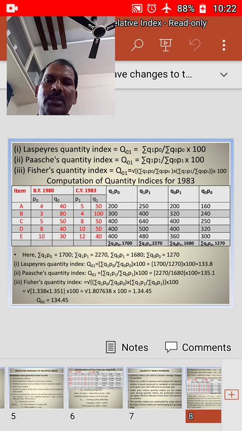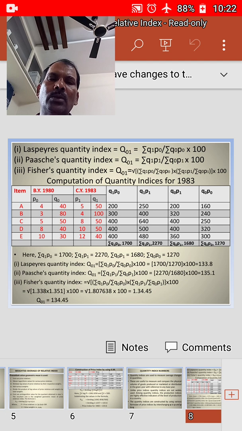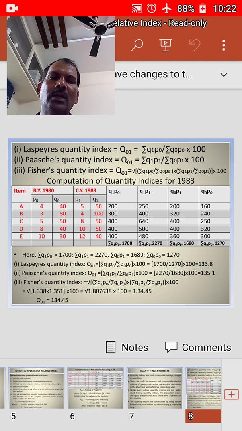We got all the required values, and we need to substitute them in the different formulas. First, the Laspeyres quantity index. The formula is Q01 is equal to sigma Q1 P0 by sigma Q0 P0 into 100. Sigma Q1 P0 we got as 1700, and sigma Q0 P0 is 1270. Therefore 1700 by 1270 you will get 1.338, and if you multiply with 100, you will get 133.8.